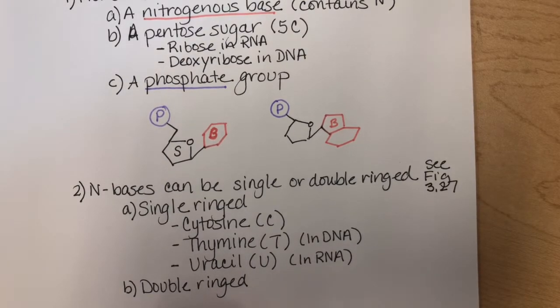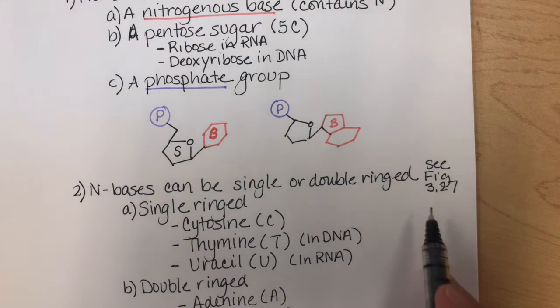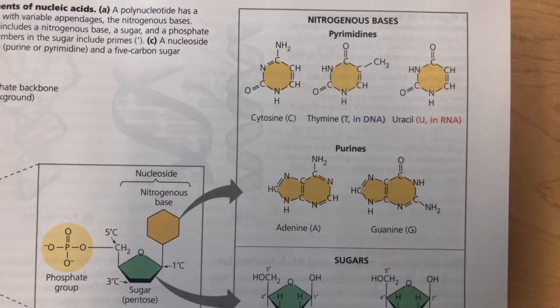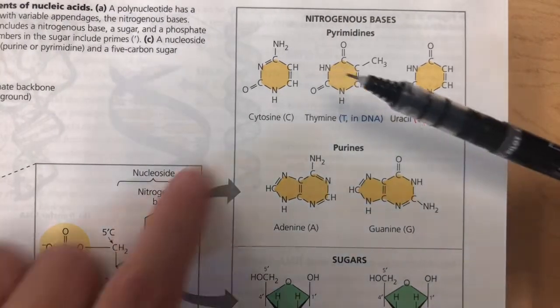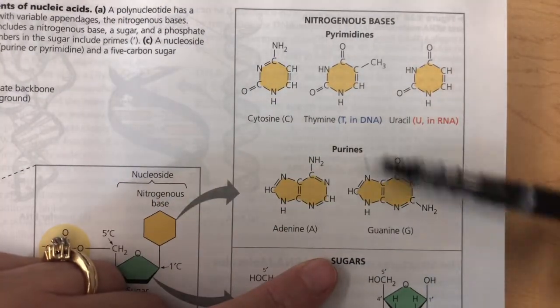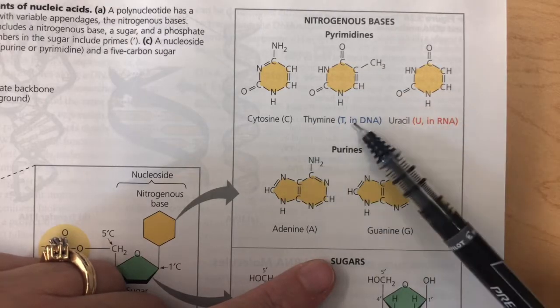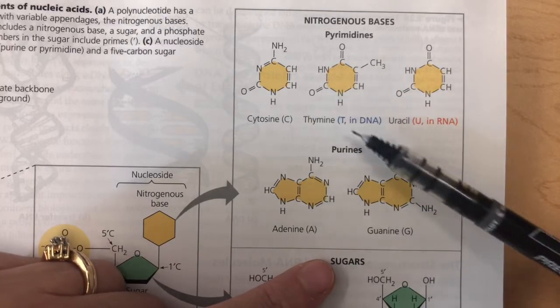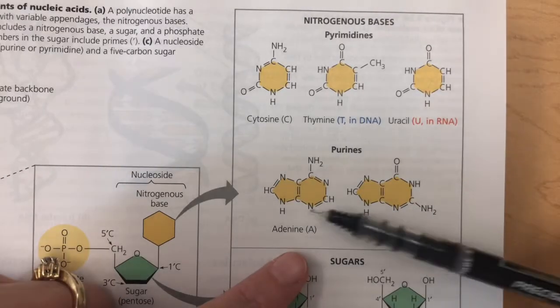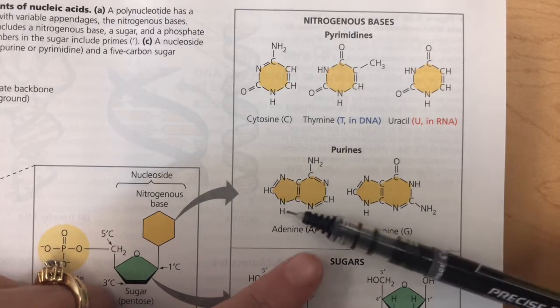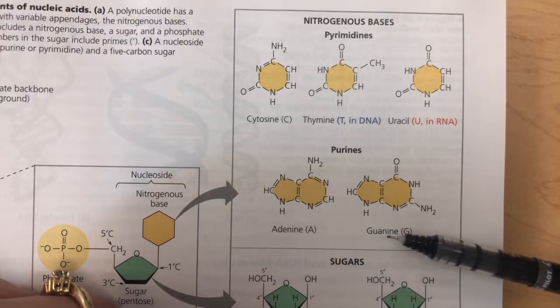All right, so we have adenine, which is A, and we have guanine, which is G. All right, so let me show you figure 3.27. So here we are. These are the nitrogenous bases, so it gives a little bit more detail. So this is your C, T, and U, single rings. This is actually showing you the atoms. And then these are your double rings. They're called purines. And so those are your A and G.